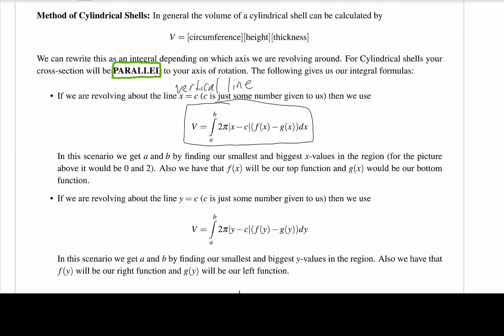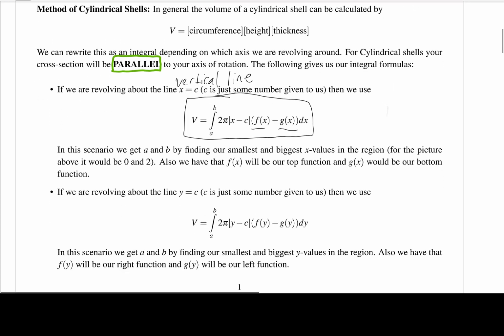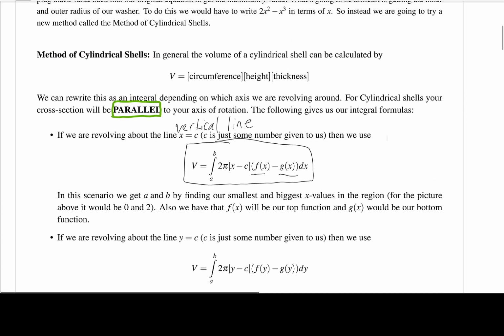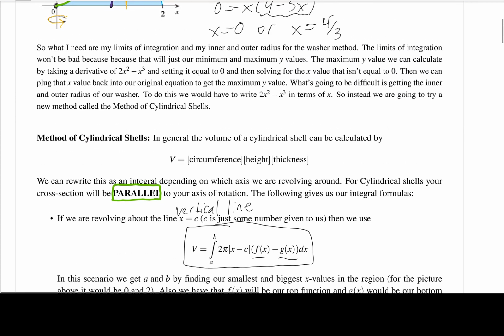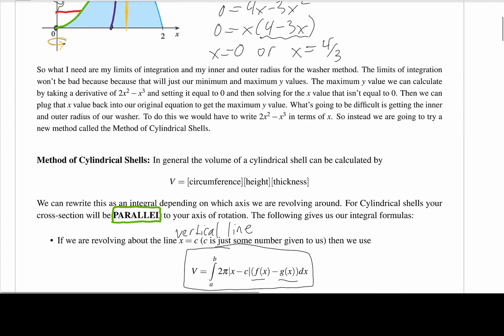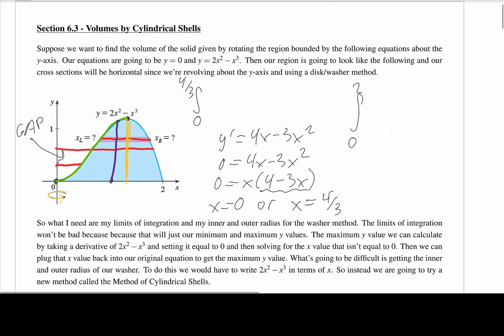A and B we're still going to get from finding the smallest and biggest x values in the region, and f of x will be our top function, g of x will be the bottom function. So let's go ahead and practice this, maybe just setting it up on the problem above, right?